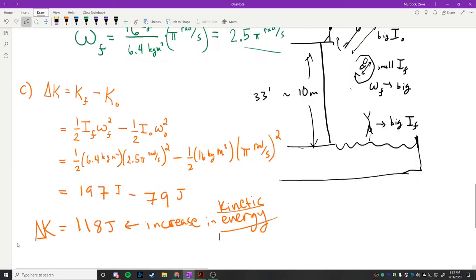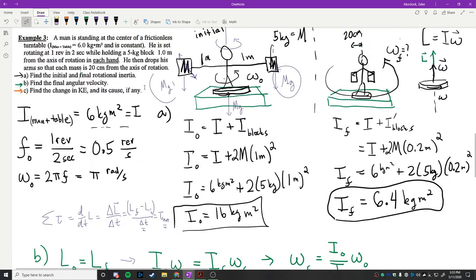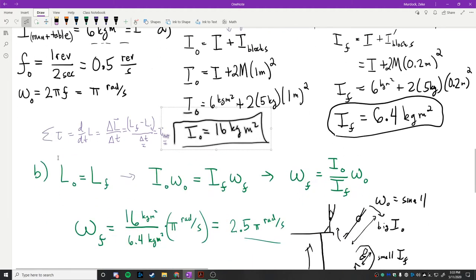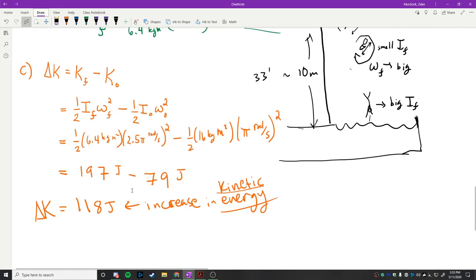Now, we also want to talk about its cause. What do you guys think? What is it that actually caused this kinetic energy in this case to increase? Notice that the angular momentum didn't change. The angular momentum is constant, but the energy changed. This is something similar. Well, yeah. Moment of inertia reduction, right? The increased angular velocity, that's right.